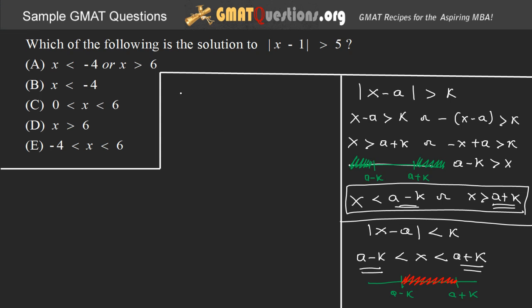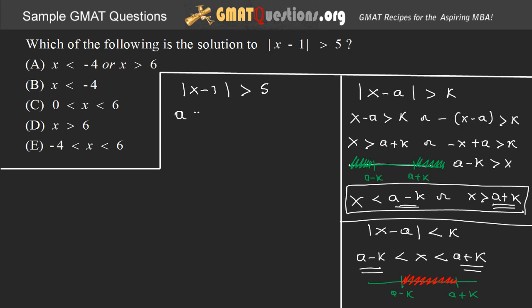So the absolute value of x minus 1 is greater than 5. Clearly, if we can identify what a is and what k is, we can solve this. Obviously, you can do it the old-fashioned way, the way it's done in high school. You can do this and solve it. But if you have some confidence and you can remember these boundaries, and you know what a is and what k is, it's no problem. You can solve this question in 10 seconds.